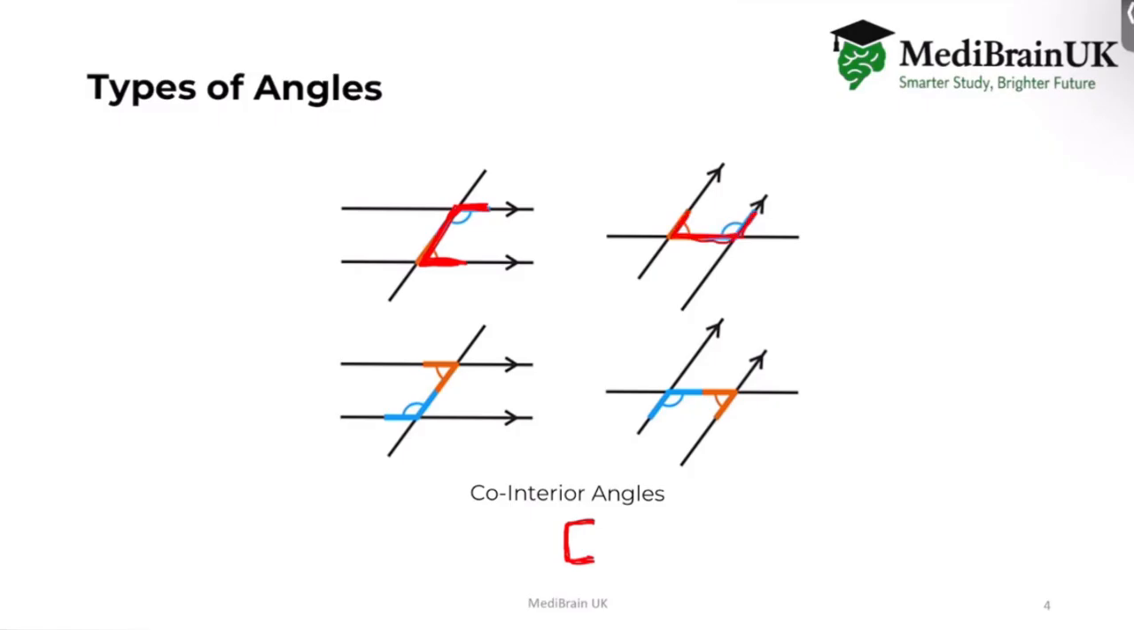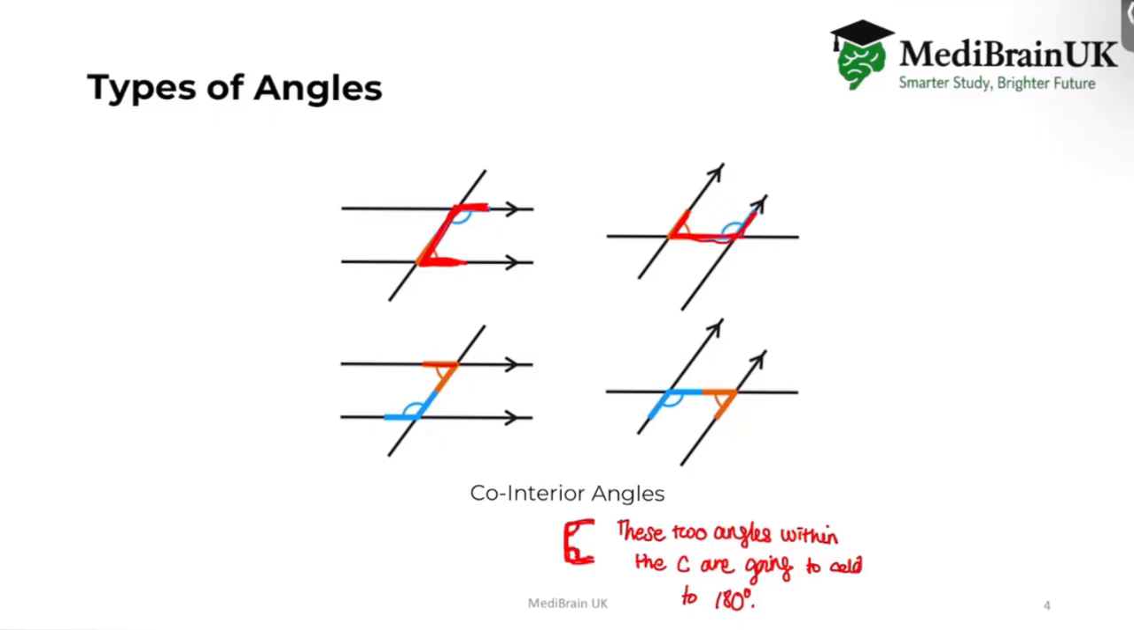This rule tells you that the angles within the C, so these two angles, are not going to be equal. They're going to add up to 180 degrees. These two angles within the C are going to add up to 180 degrees. Okay, so that's what they tell you.